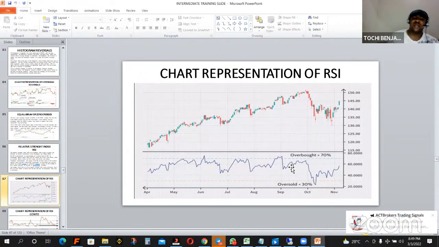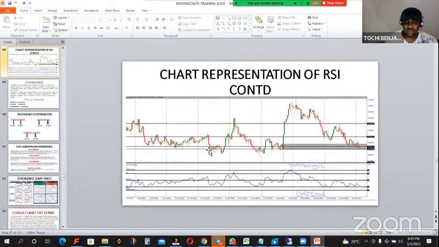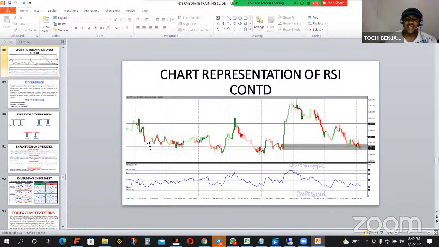Okay. So now we said if the market is at 30 or 20, the market is considered oversold and you need to look for opportunity to buy. If it is at 70, it is overbought. You should look for opportunity to sell. That is what we have said, and J. Welles Wilder said that. Now look at the chart. This chart is a representation of RSI. Now look at this point, when the market got to 70, this is 80.